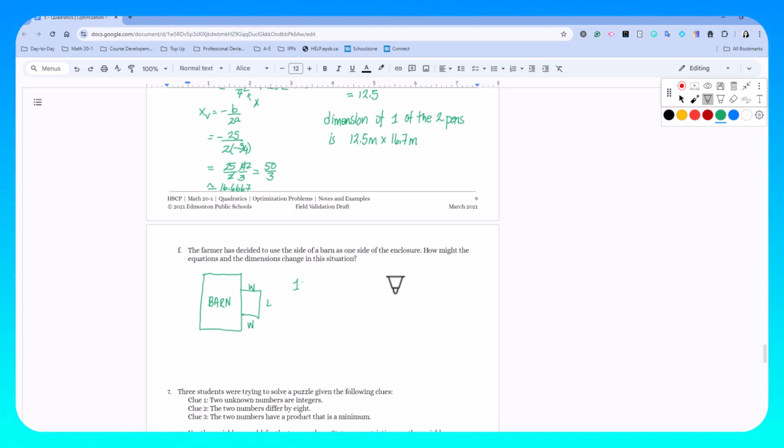So in other words, my new equation is going to be only 1L plus 2W. And well, what is this going to do? This means with the same fencing, or the same 100 meters of fencing, you're going to get more area.